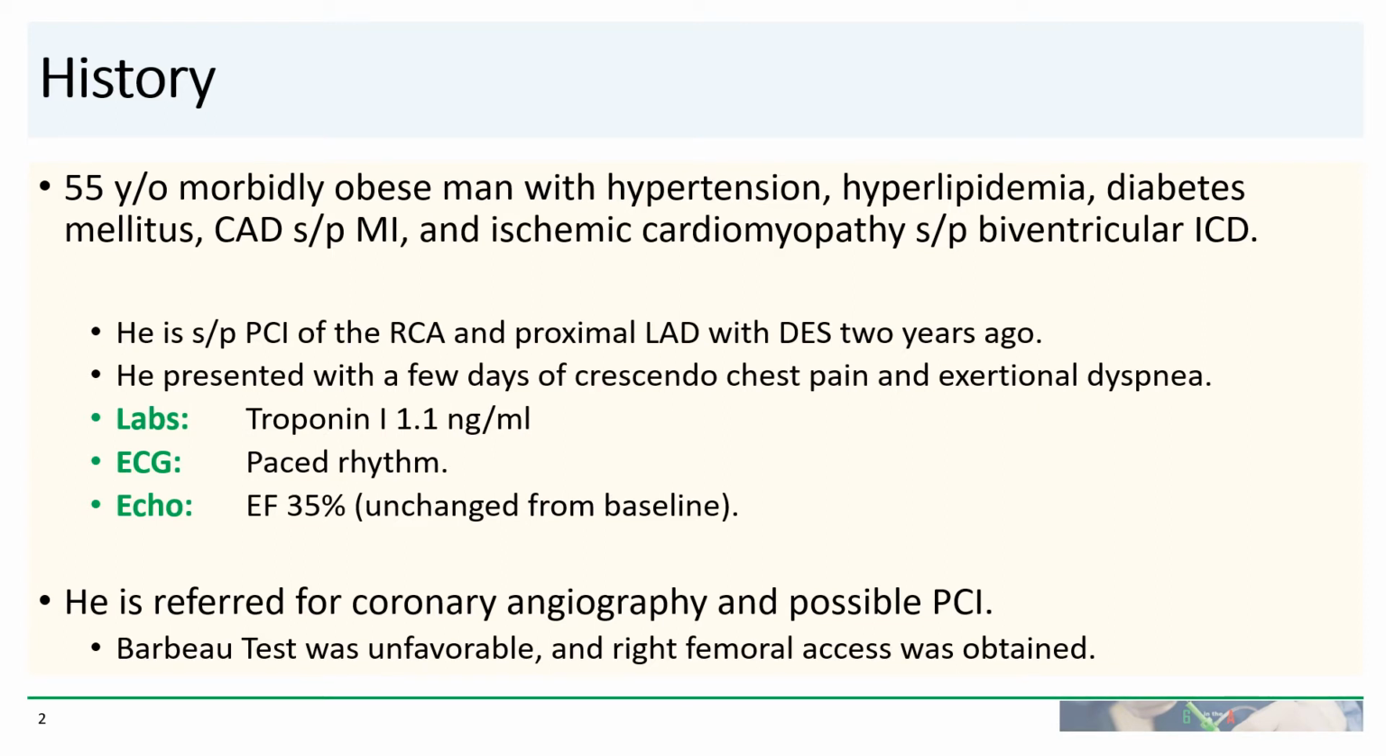He now presents to the ER with a few days of crescendo chest pain and exertional dyspnea. His troponin was 1.1 nanograms per milliliter, his ECG showed a paced rhythm, and his echocardiogram showed an ejection fraction of 35%, which is unchanged from his baseline. He was referred by the cardiologist for coronary angiography and possible PCI. His Barbeau test was unfavorable, so right femoral access was obtained.